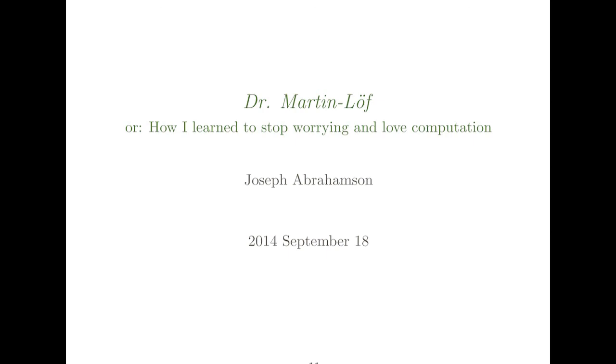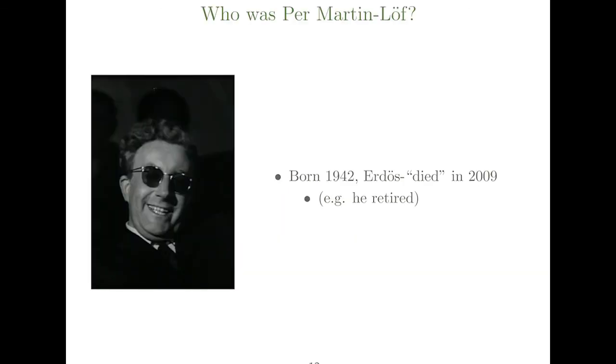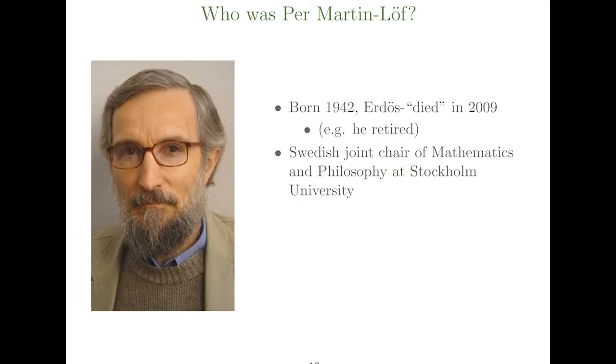So now we get to talk about the historical and more spacey aspect of this. Let's talk about who Dr. Per Martin-Löf is. I really hope I can pronounce his name correctly. He's Swedish, and I'm half Swedish, so I should know, but I don't. He was born in 1942 and retired in 2009. He's still alive. Swedish joint chair of mathematics and philosophy at Stockholm University.